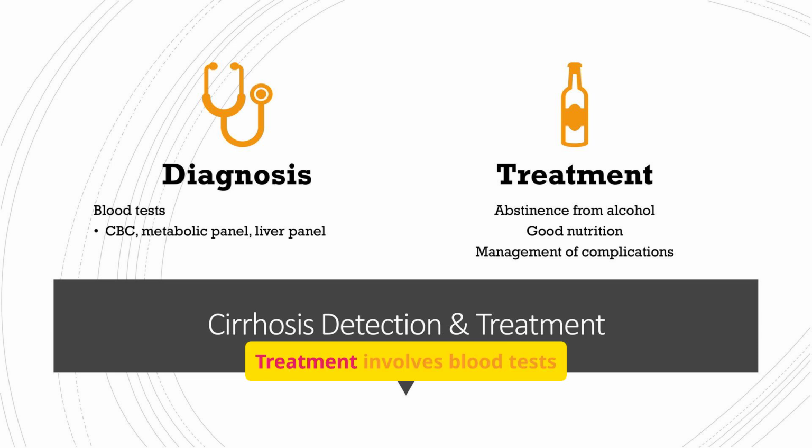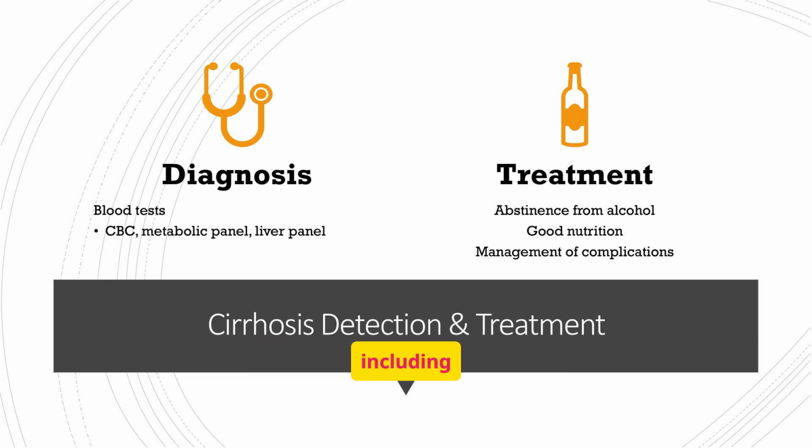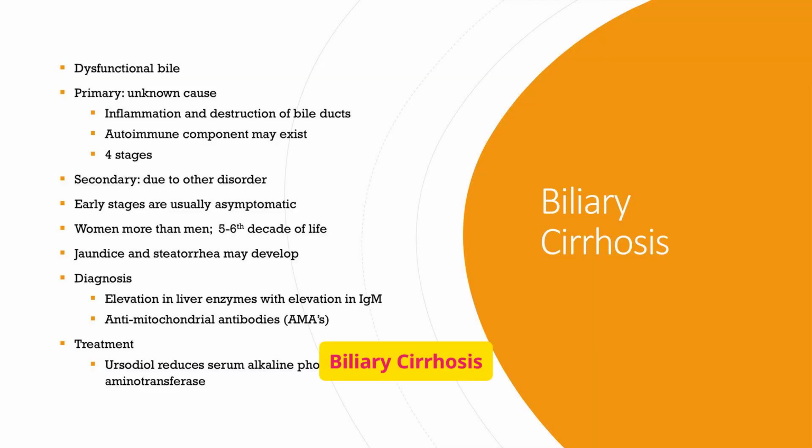Cirrhosis detection and treatment involves blood tests including CBC, metabolic panel, and liver panel for diagnosis. Treatment includes abstinence from alcohol, good nutrition, and management of complications. Biliary cirrhosis involves dysfunctional bile.